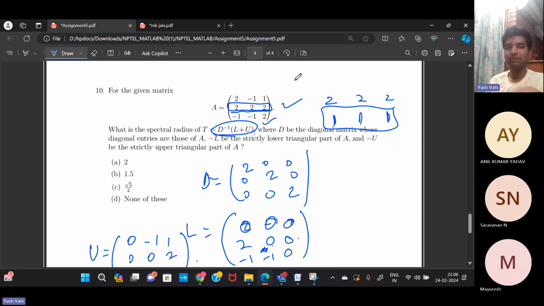So you go to this book by MK Jain and you will see everything in this book. Now, if anybody has any questions, they can ask.